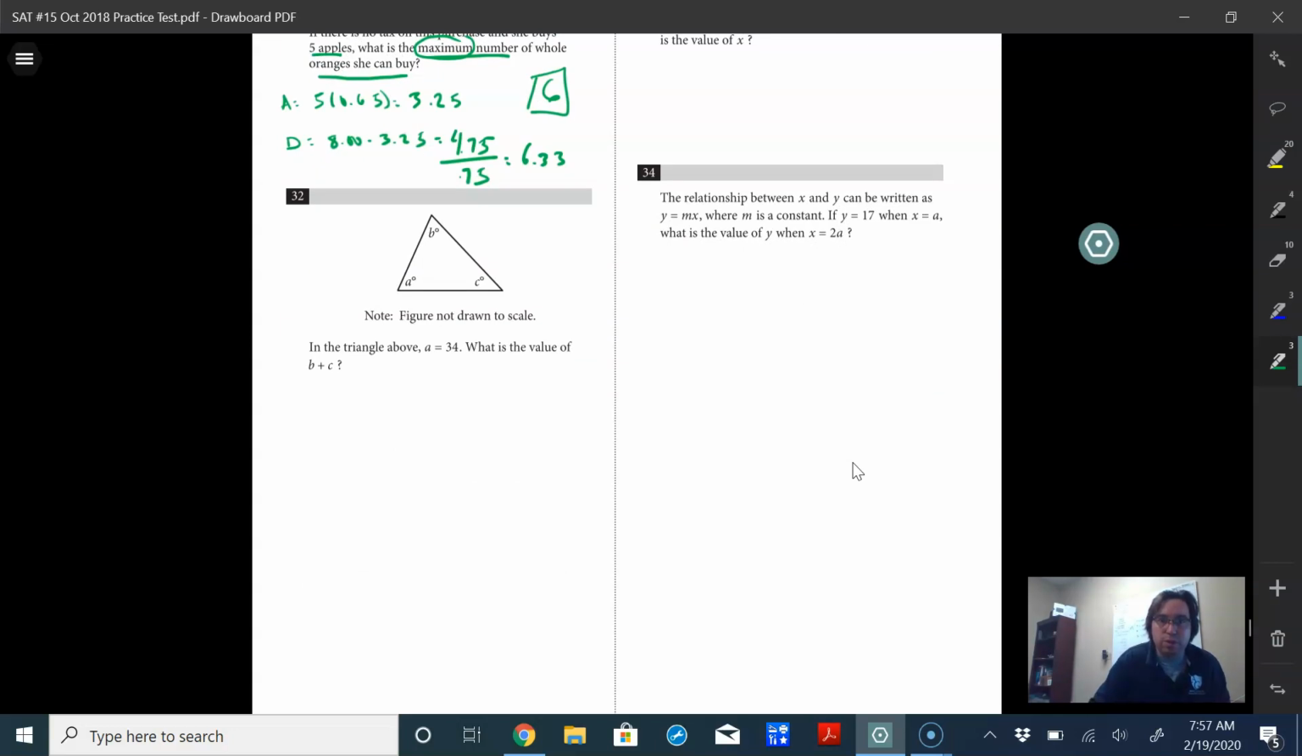Number 32 says in the triangle below, if A equals 34, what is the value of B plus C? If we know this is equivalent to 34 degrees, then B plus C is really just going to be 180 minus 34. Doing that math, you end up getting 146.